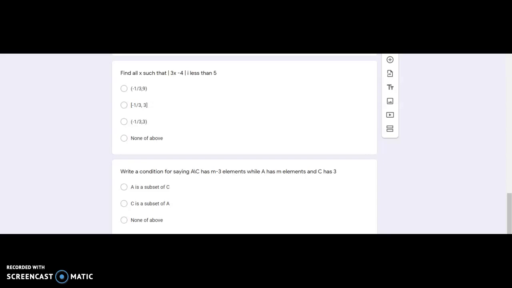Now we move to the last question. Write a condition for saying A minus C has M minus 3 elements, while A has M elements and C has 3 elements. First one, A is a subset of C. Second one, C is a subset of A. Last one, none of the above.